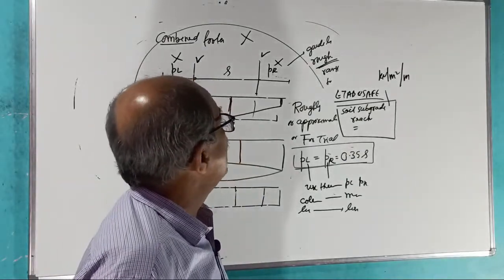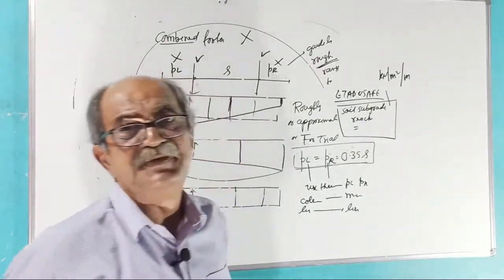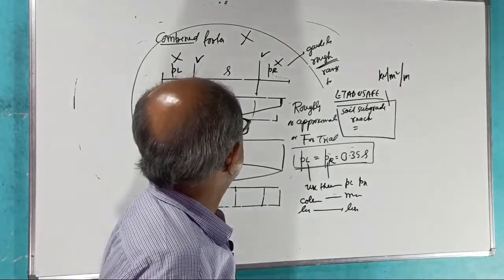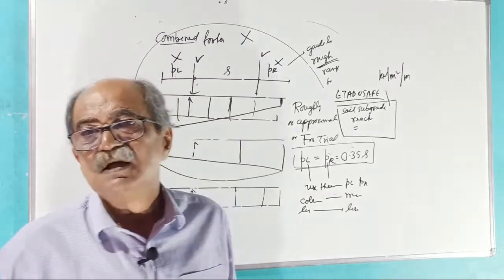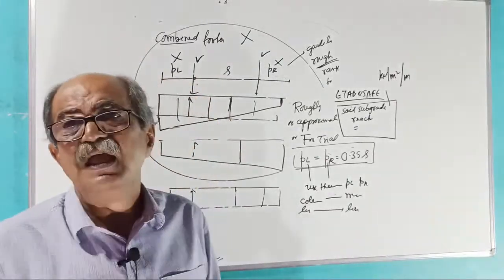How much? 190. Oh, safe. SBC is 200. If you see here, minimum pressure. Okay. It will tell no lifting. Thank you. Over. Now, just curiosity.